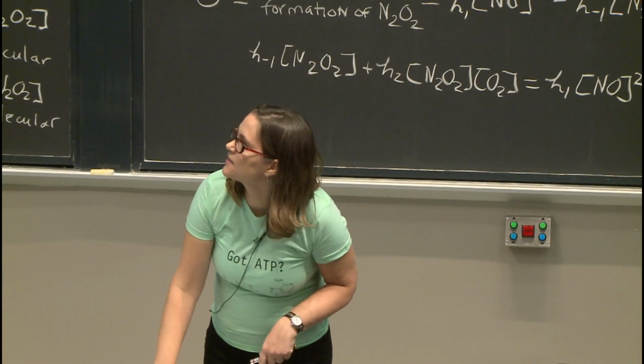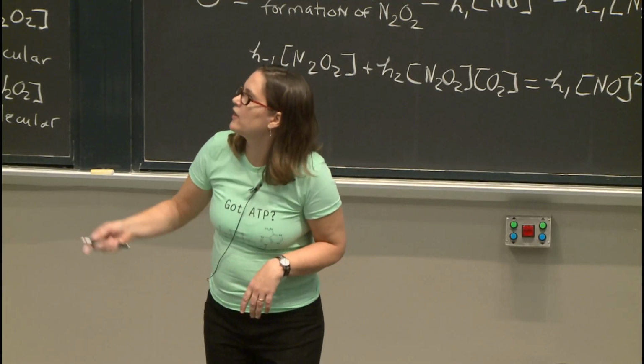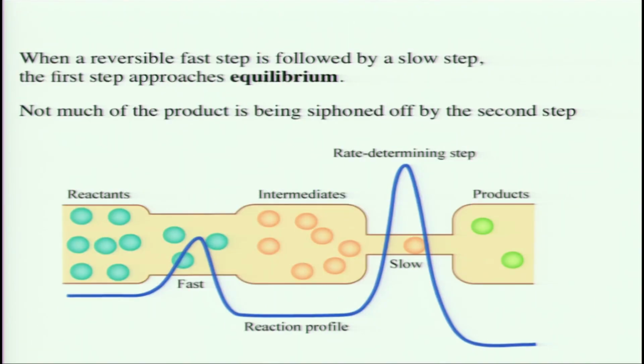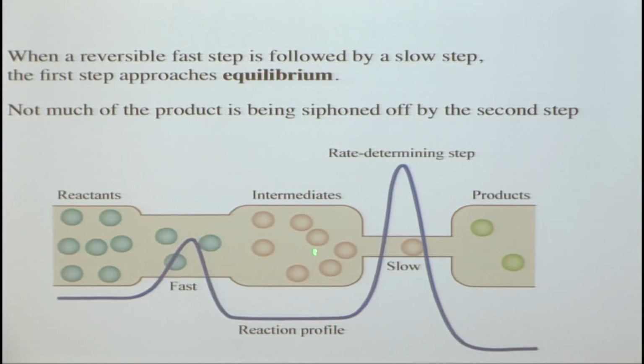So let's think about this a little bit more. Here I have a pretty picture for you. So here we have our reactants forming our intermediates. The intermediates are also going back and forming our reactants.